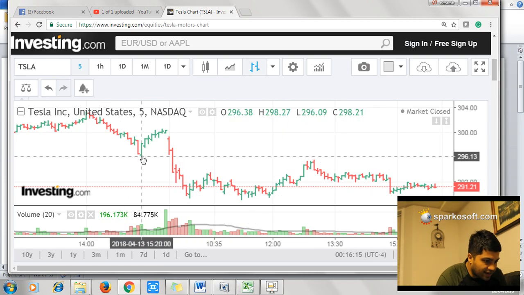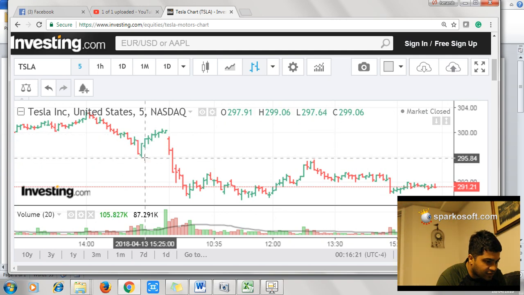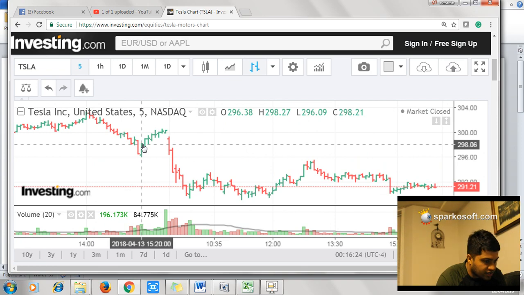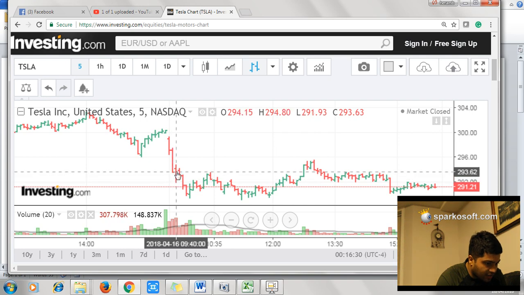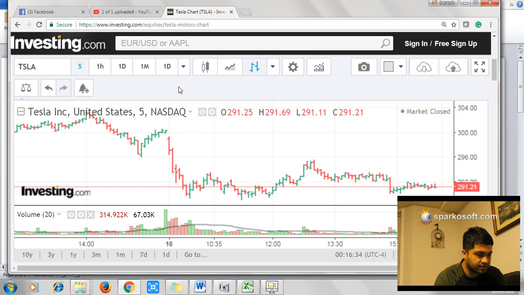This green candle means in 5 minutes it opened at this price, it went as high as this price, it went as low as this price, and it closed here. This red candle means it opened here, it went as high as this price, it went down, and it closed there. So it has four information points.